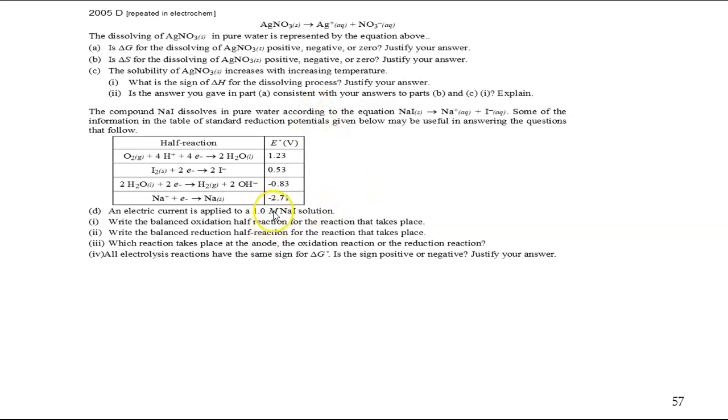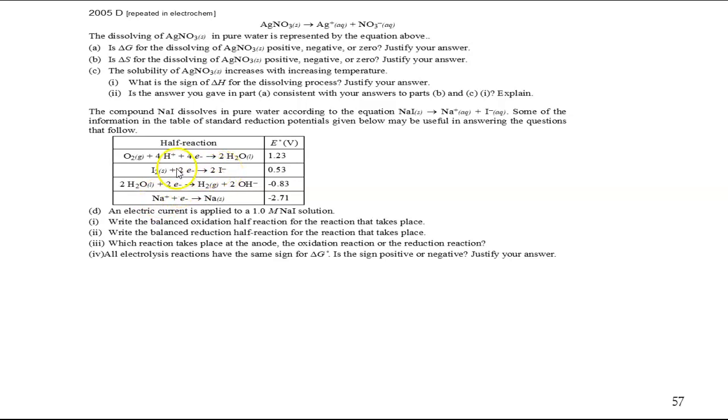Okay, so let's go ahead and figure out what will happen. We've got Na plus and I minus in solution. You're applying some current to it. So the things most likely to happen will be the ones with the least negative or most positive reduction or oxidation potentials. And they want the balanced oxidation half reaction. What's going to lose electrons? Well, we've got Na plus in solution. That's not going to lose electrons. We've got I minus in solution.